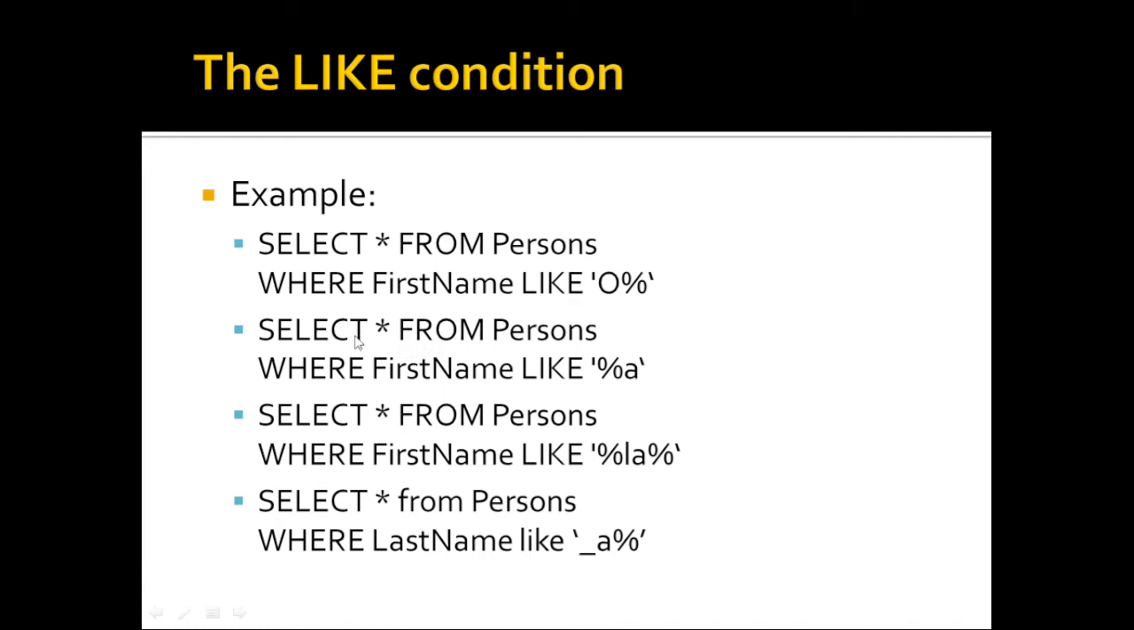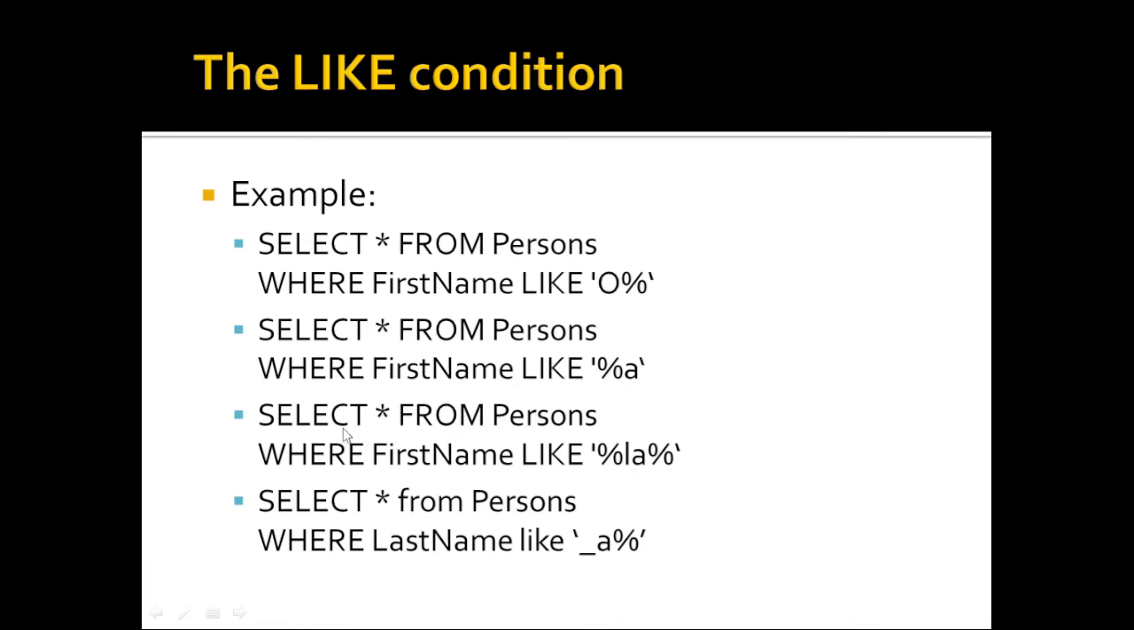And then on the second example, we have SELECT * FROM persons WHERE first_name LIKE '%A'. So this means that the first characters can be any character and the last character should be letter A. So this also means first names that end with letter A. So the first one are first names that start with letter A, while here, these are first names that end with letter A.